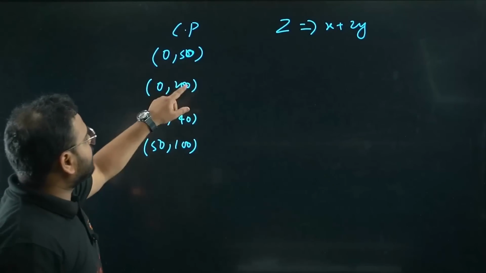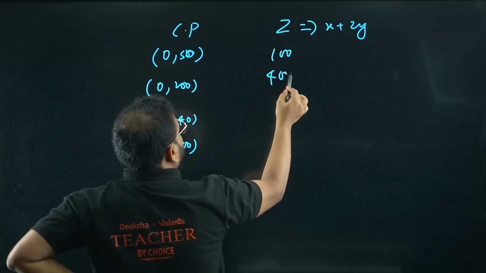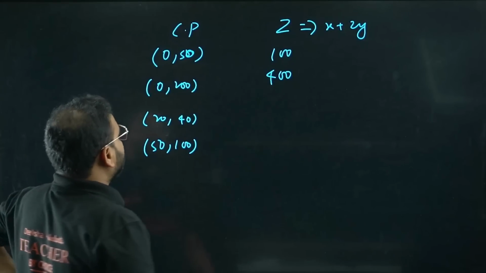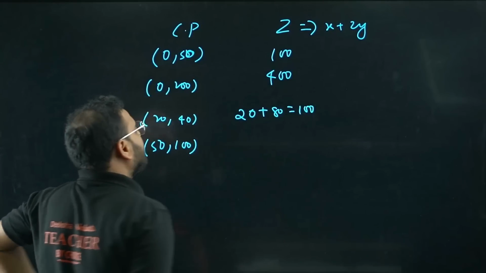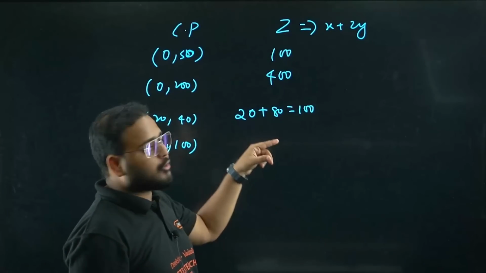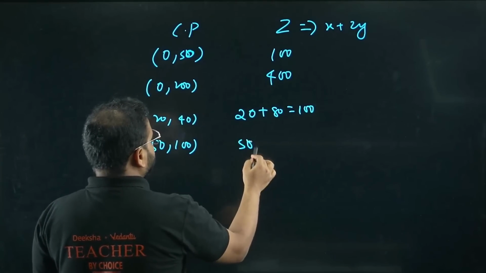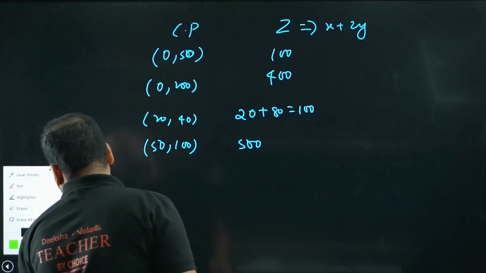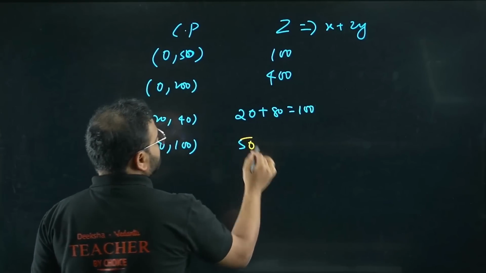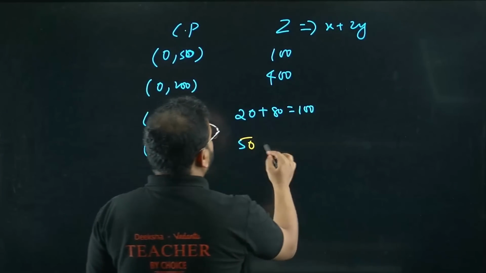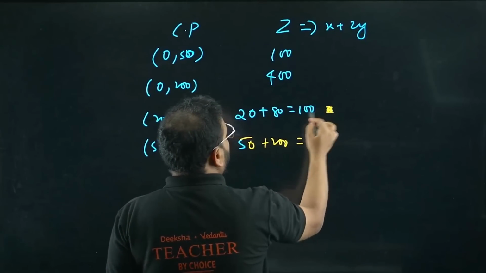What I'm getting? 2 into 50, so 100 for this part. 2 into 200, so 400 for this part. And for this, x is 20. So 20 plus 80, again 100. Correct now? X is 20 and y is 40, right? So 40 into 2 is 80. 80 plus 20 is 100. Then 50 over here, not 500, 50. So 50 plus 2 into 200, again 250. So 250 over here, and this one, I've already written here, 100 is the value.